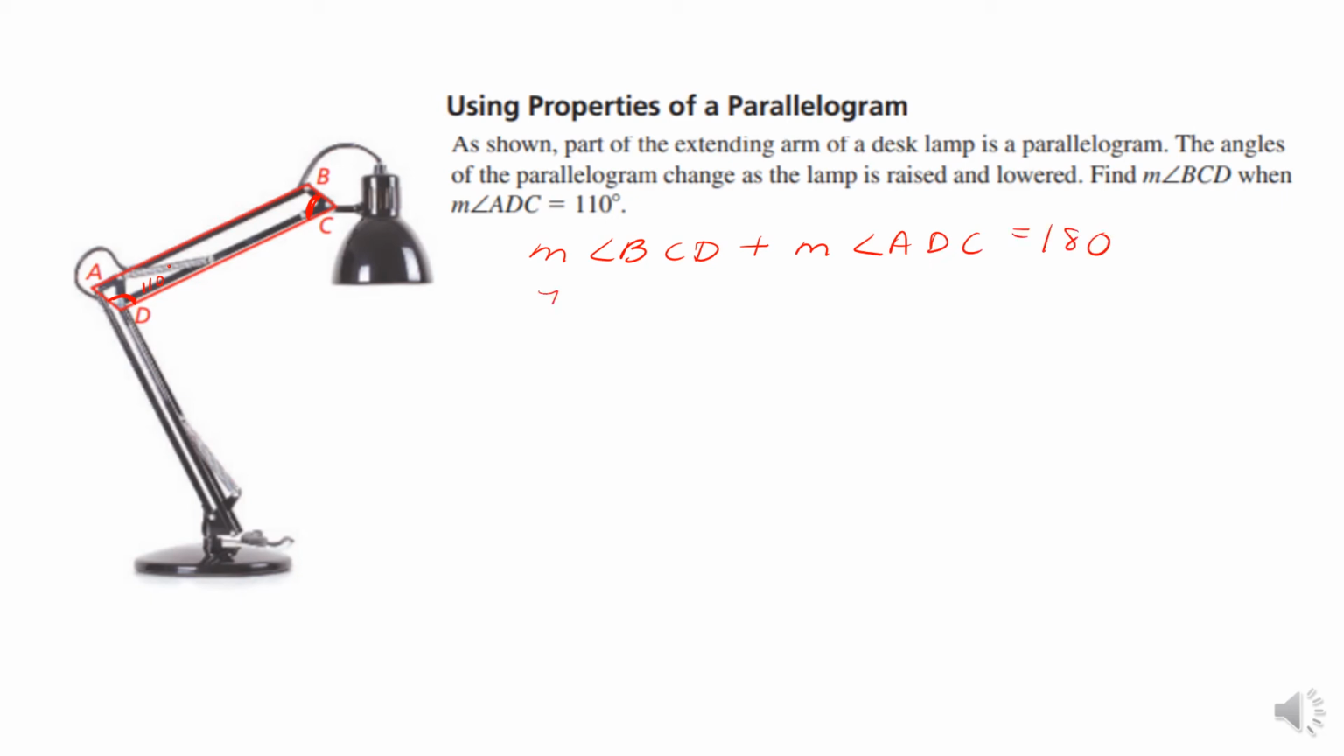So I'm just going to substitute 110 for the measure of ADC. Then I'm going to subtract 110. And I get the measure of angle BCD equals 70 degrees. Okay, so you just have to look at the parallelogram. Which rule am I applying this time? And then you can work it out.